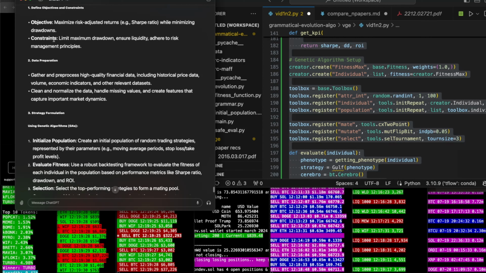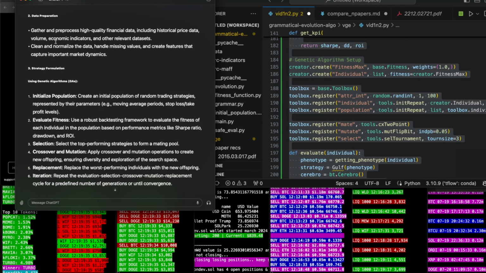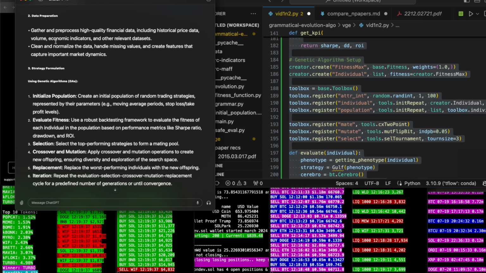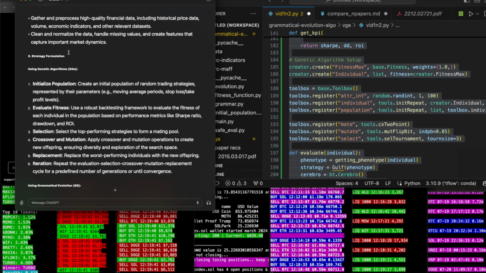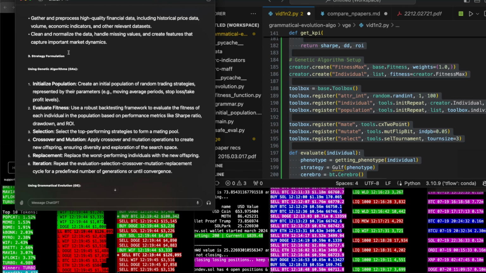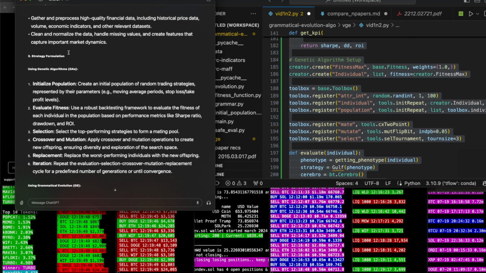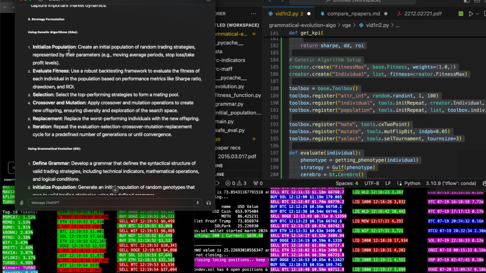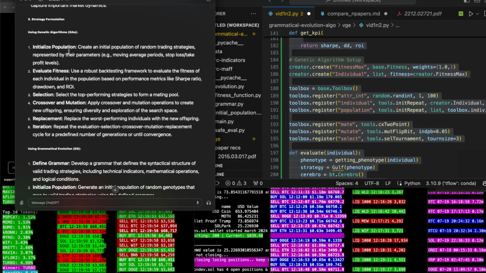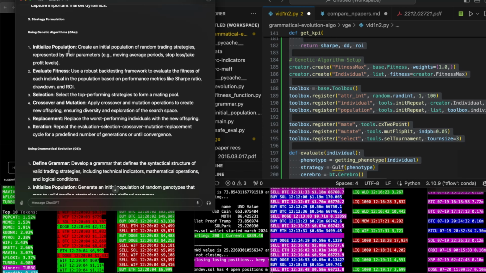Data preparation. Gather and pre-process high-quality financial data, including historical price data, volume, economic indicators, and other relevant data sets. Clean and normalize the data, handle missing values, and create features that capture important market dynamics. Strategy formulation using genetic algorithms, GAs. Initialize population: create an initial population of random trading strategies represented by their parameters, like moving averages, stop loss, take profits.